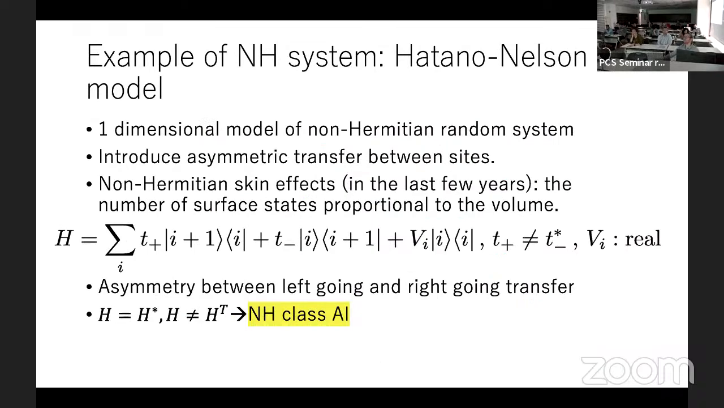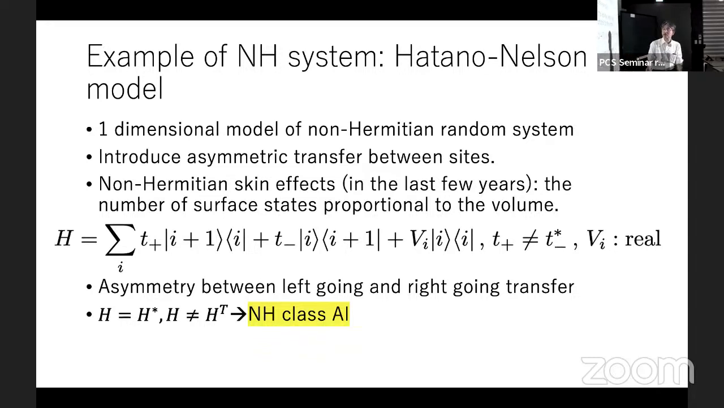Let me give you some examples of non-Hermitian systems, or symmetries of non-Hermitian systems. First, this is the well-known Hatano-Nelson model, where we have asymmetric transfer from i to i plus 1 and i plus 1 to i. So the magnitudes of t plus and t minus are different. And we can gauge out the phase, and V_i is a random potential which is positive.